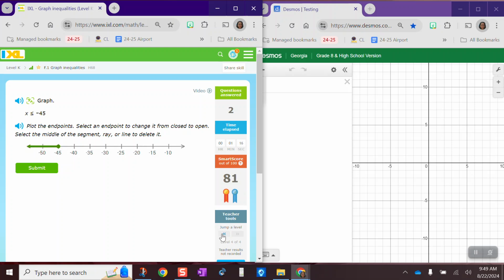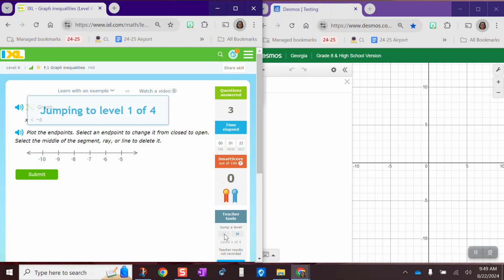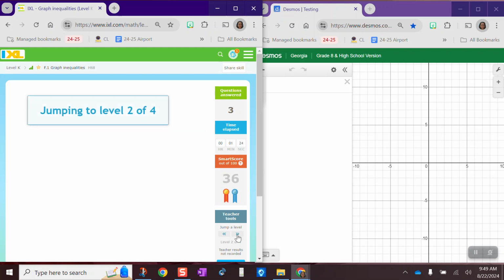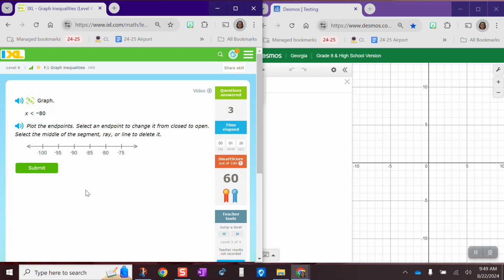Maybe I should look for something that's greater than. Do they have any greater thans? Why did it come out as less than? This is so sad. Anyways, if it's greater than, it's going to go the other way.